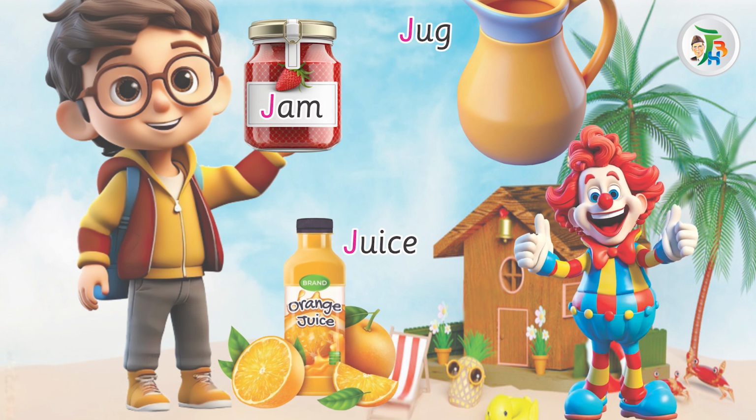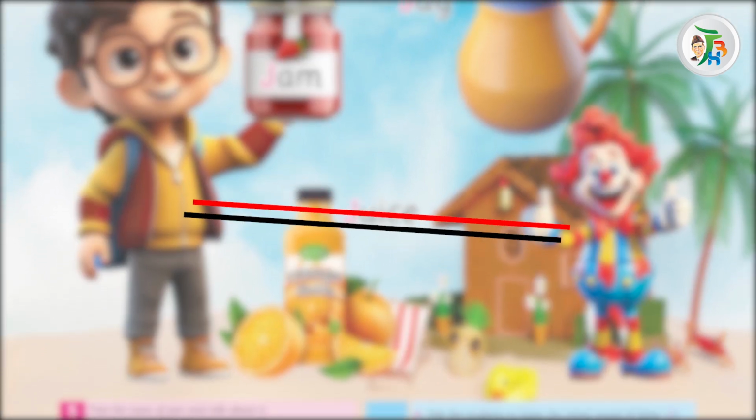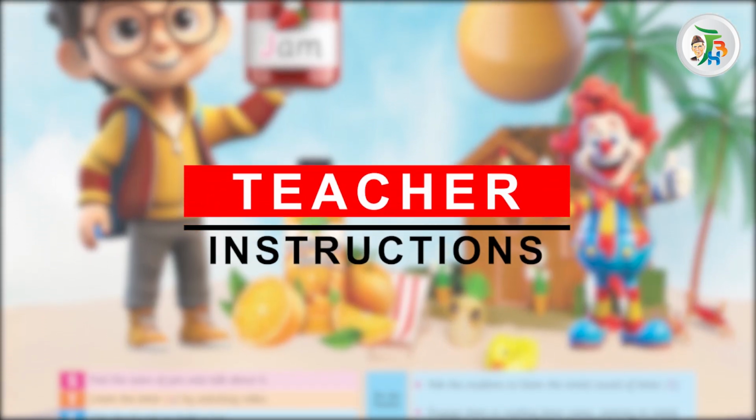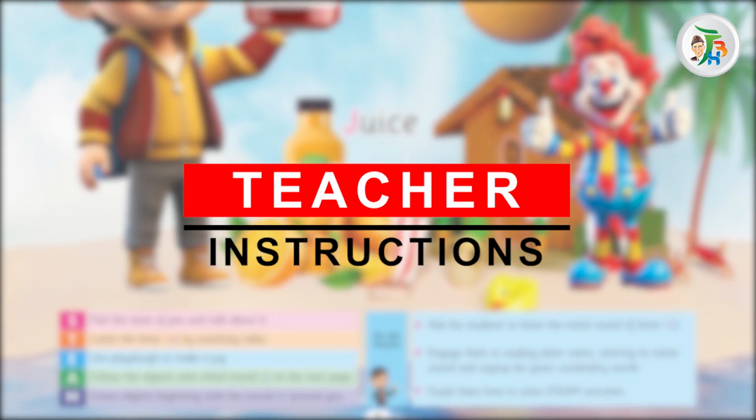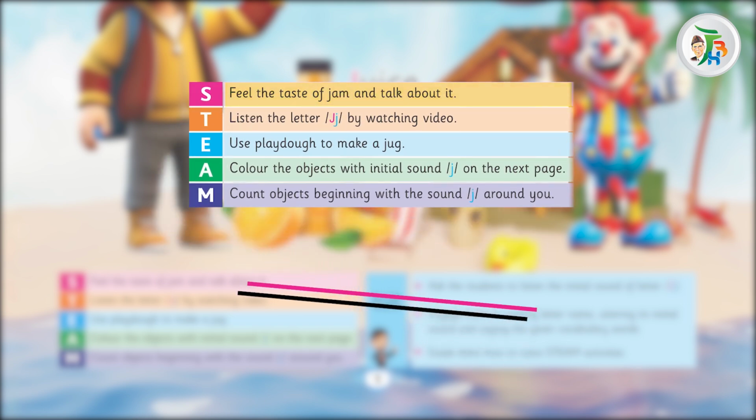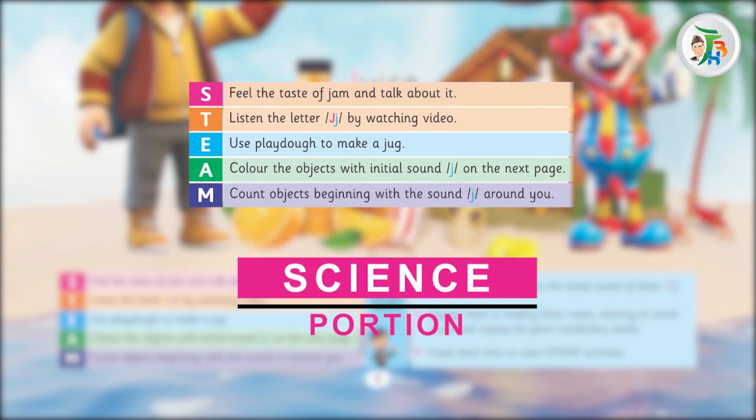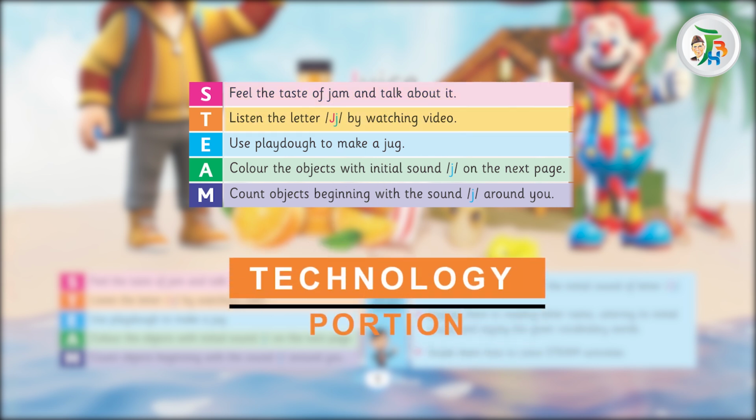अब आप भी और भी वर्ड्स सोचिए जो लेटर जे से स्टार्ट होते हैं। नाउ इंस्ट्रक्शंस फॉर द टीचर। डियर टीचर, कीप द लर्निंग फन विद डिफरेंट फन engaging activities, and STEAM are the best way to engage the students. For science portion, discuss with them about the feel the taste of jam, the different flavor of jam, and discuss more about the jam.